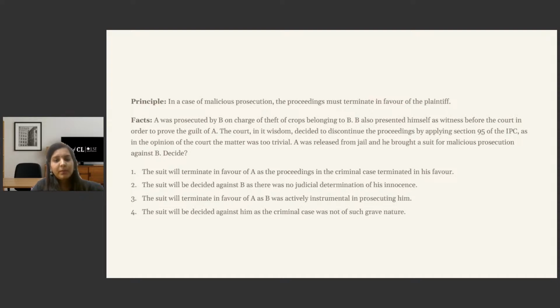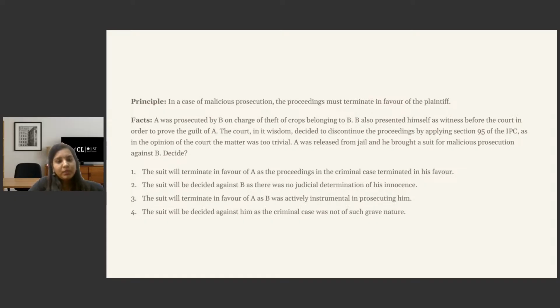The court, in its wisdom, decided to discontinue the proceedings by applying Section 95 of the IPC, as in the opinion of the court, the matter was too trivial. A was released from jail and he brought a suit for malicious prosecution against B. Decide.